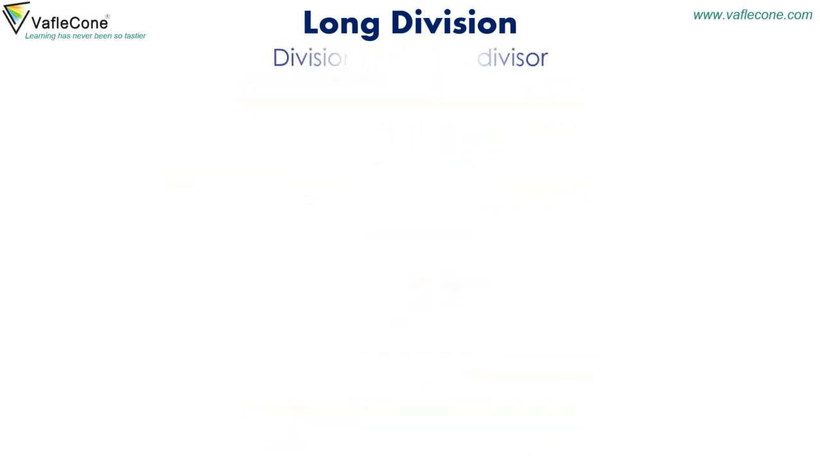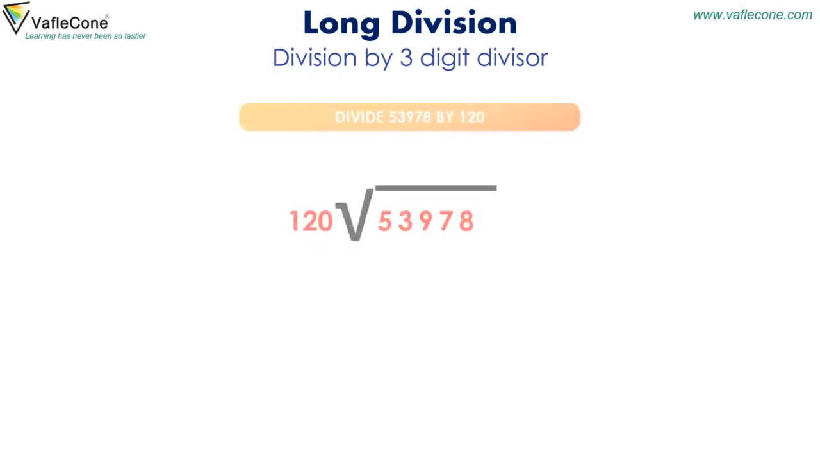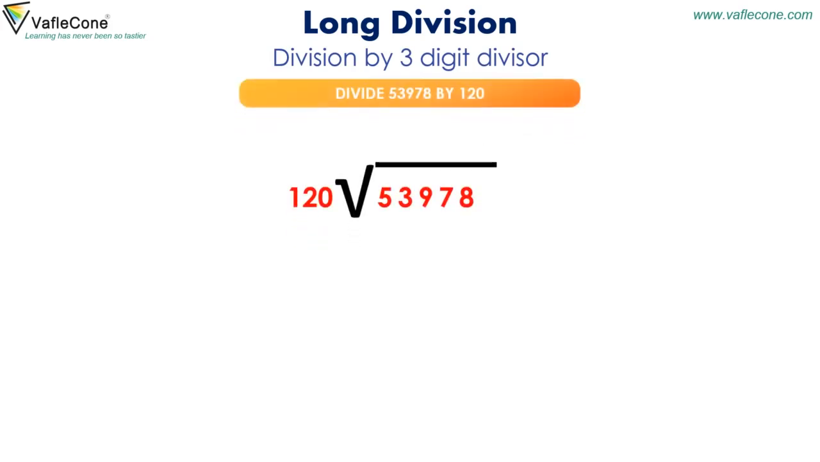Division by three-digit divisor. Divide 53,978 by 120. Here, 120 is the divisor and 53,978 is dividend. Here, 10,000 and 1,000 places are both less than 120. So we add 0 in quotient for each place.